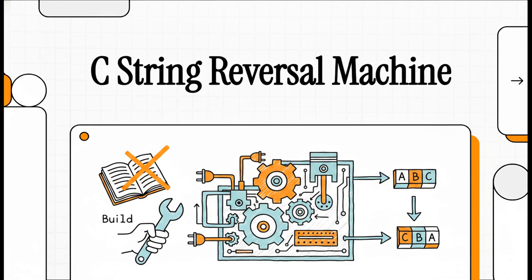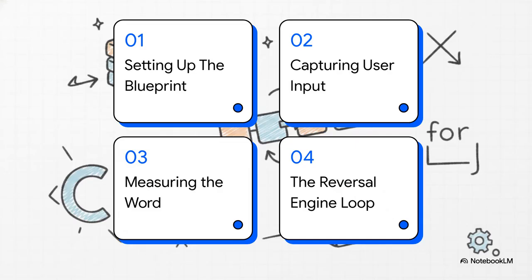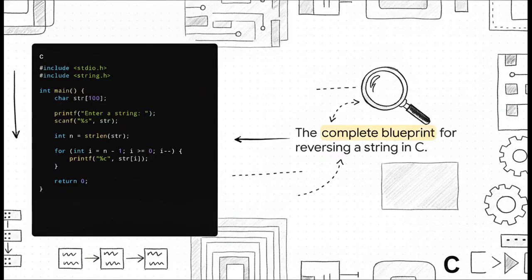So, let's just dive right into it. We'll be putting this machine together in 4 main steps. First, setting up the blueprint. Second, capturing user input. Third, measuring the word. And finally, the reversal engine loop. Framing it this way really shows that what might look like an intimidating block of code is actually a super logical, easy-to-follow process.